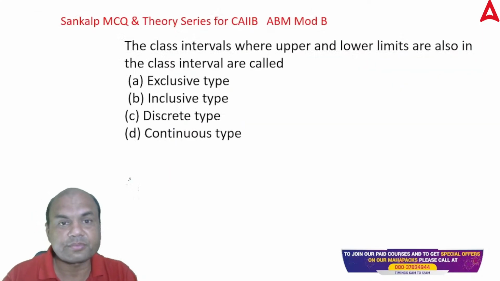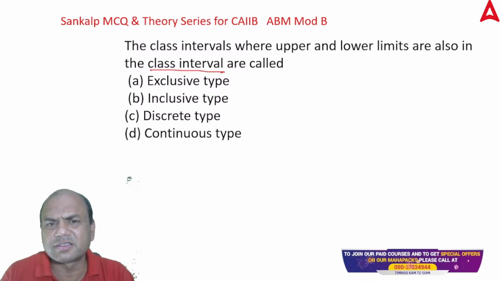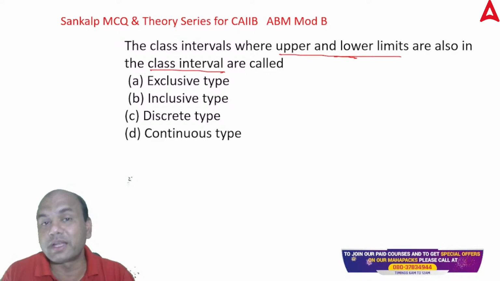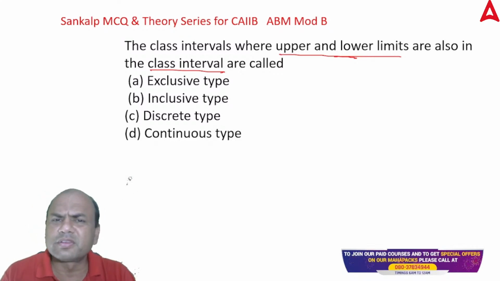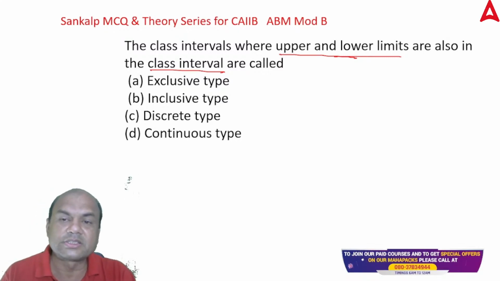Okay. The class where the upper and the lower limits are also in the class interval is called as. Have we done this? No, I was explaining it to you at that time. Yeah, so this is the same question which we have done. Upper and the lower limits are also in the class interval. So it is called exclusive, inclusive, discrete, or continuous. Which is this?